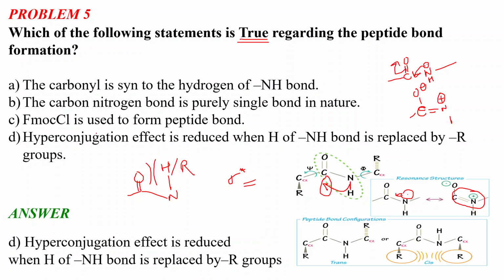And this option is false, because Fmoc-Cl is not used for the formation of peptide bond. It is basically used for the protection of the amine site. And the last option, it is true that hyperconjugation effect is reduced when the NH bond is replaced by R. As I said, if you replace this hydrogen with the group R, this donation effect will be affected, because when the group is R, this bond will be stronger than NH, and it will not easily give its electron density.